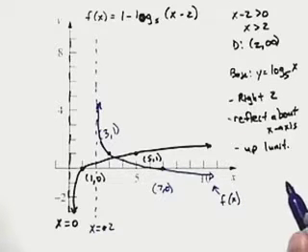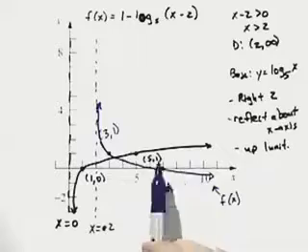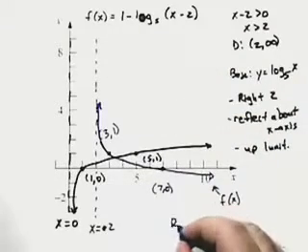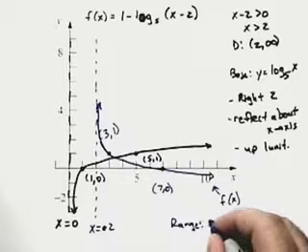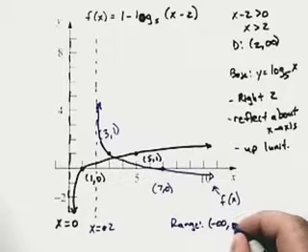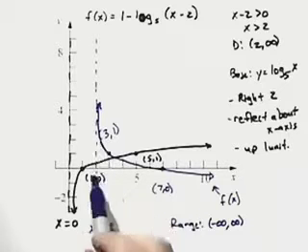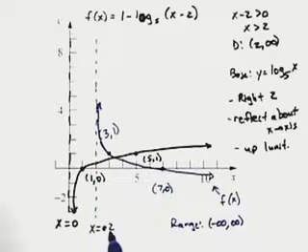We were asked to determine the range. By looking at the graph, we can see that the range is going to be all real numbers. So we'll say the range is the interval negative infinity to infinity. And any asymptotes, we see that we only have the one vertical asymptote at x equal to 2. Now that we looked at the graph of our logarithmic function, we'll shift our attention to finding the inverse of the function.